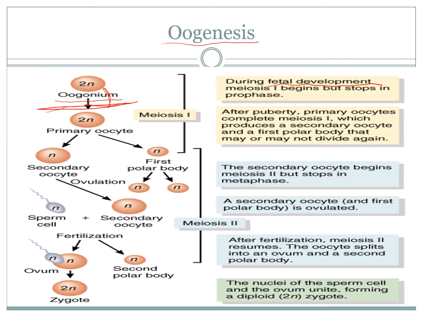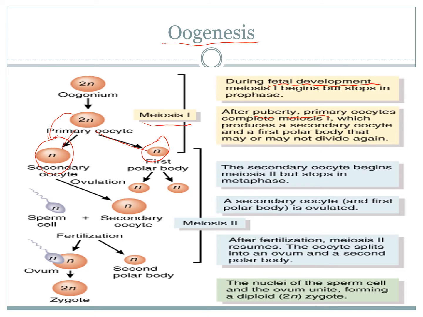About 10, 14 years, depending on the individual, they will sit completely dormant until the follicle stimulating hormone from the anterior pituitary gland is activated, and then they'll finish meiosis 1. At the end of meiosis 1, they produce a secondary oocyte with half the genetic material, and they also produce what's known as a polar body. Now, the polar body is leftover cytoplasm and leftover genetic material that they don't need.